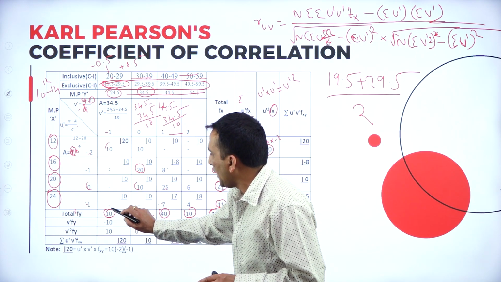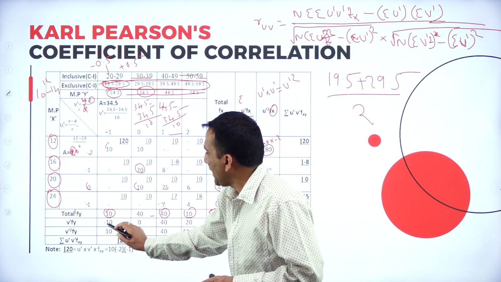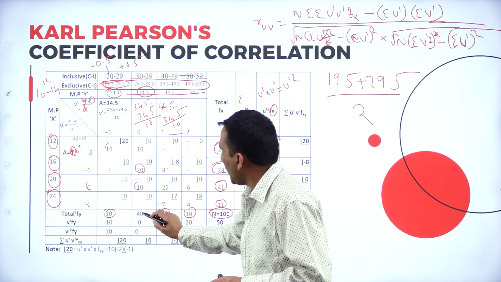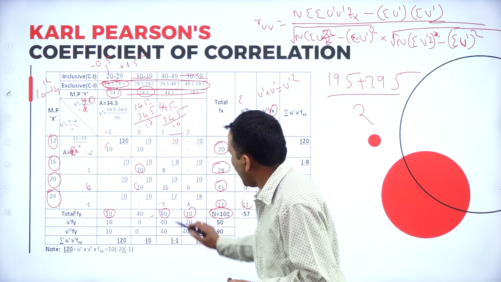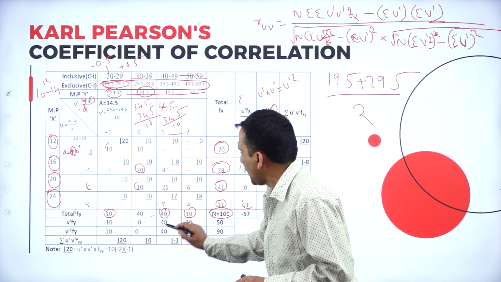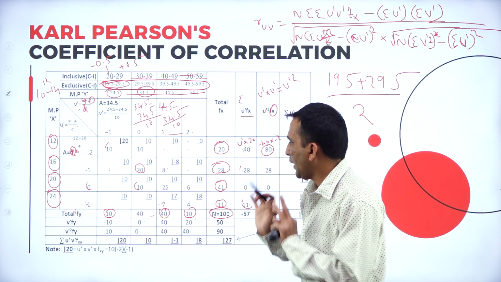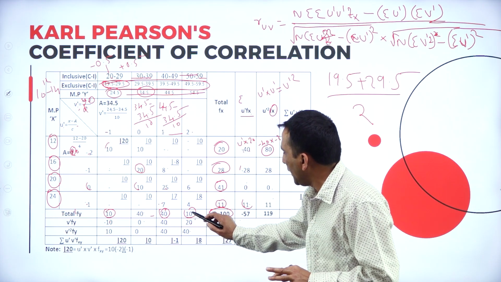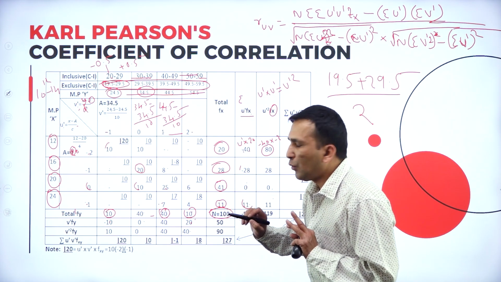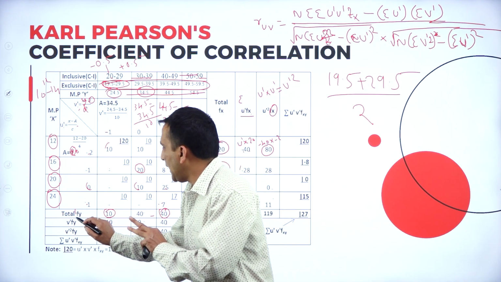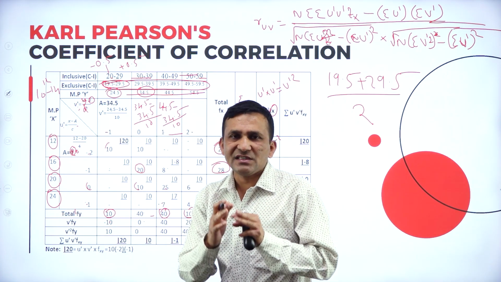So we just multiply 10 into minus 1, minus 10. Now 40 into 0, 0. Next, 40 into 1, 40. Next, 20 into 2, 40. Once we are getting 10 into 2, we are getting 20. Next, after getting V dash and the respective frequency, you multiply.